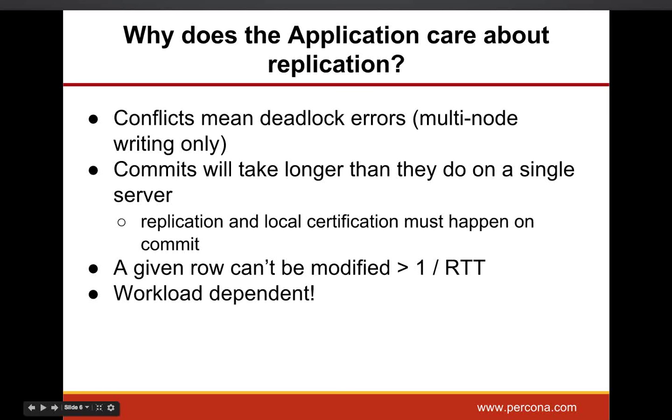So another thing that isn't necessarily obvious, but if you think about it a little bit, because of the conflicts and because we can really only commit that row and get it replicated on a single node at a time, what that effectively means is any given row in your database can't be modified more than one time per RTT.